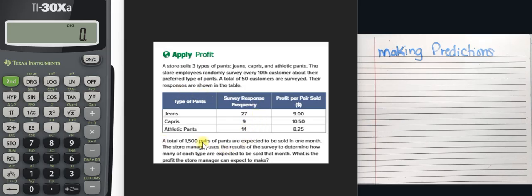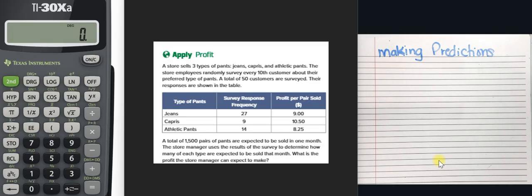A total of 1,500 pairs of pants are expected to be sold in 1 month. And so the store manager uses the results of the survey to determine how many of each type are expected to be sold that month. And we want to know what the profit is that the store manager can expect to make. So this is a multi step problem that we're looking at.